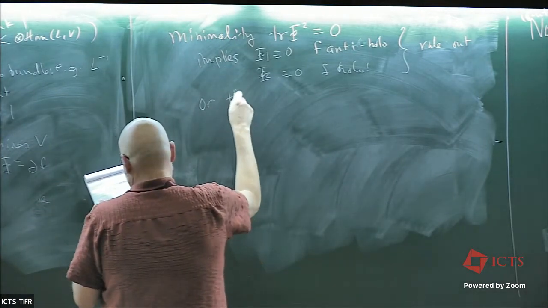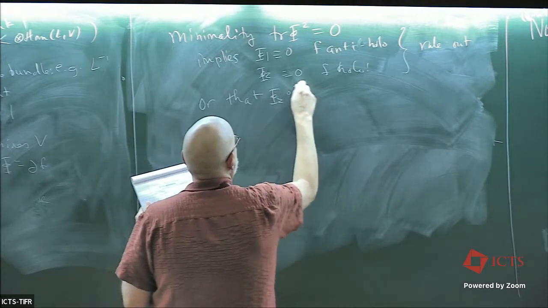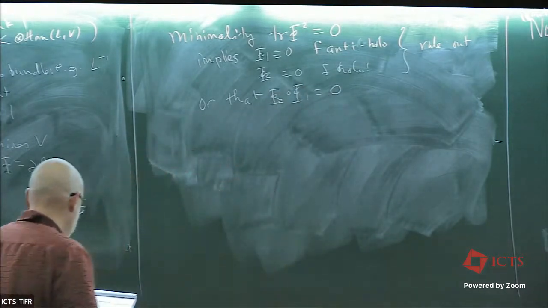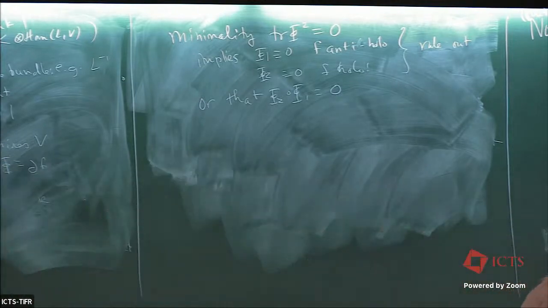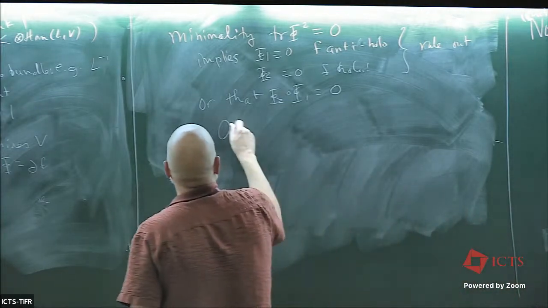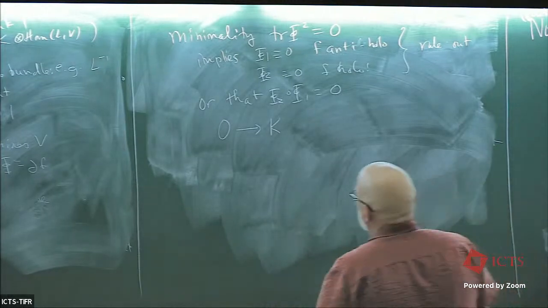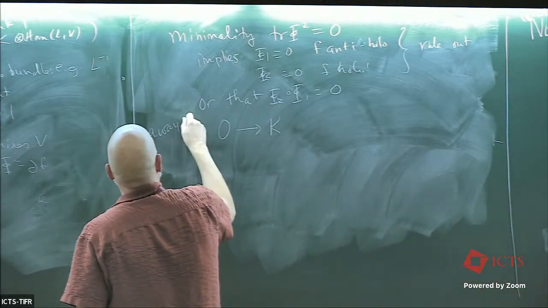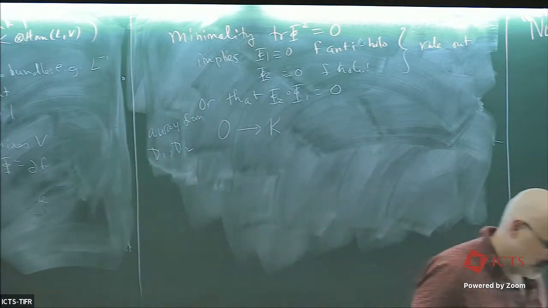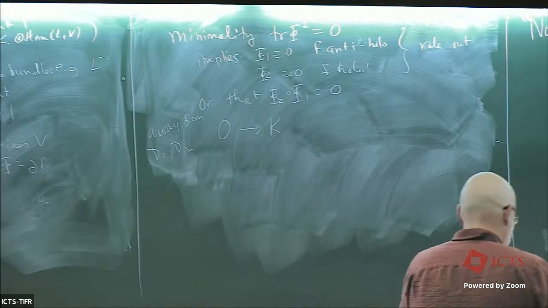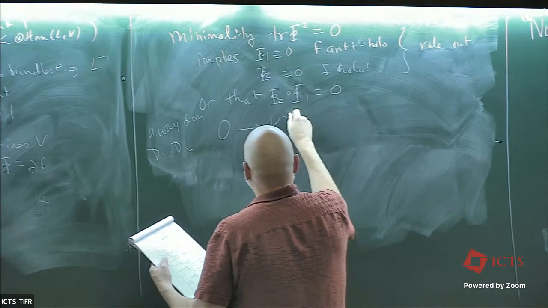Or that the composition phi2 composed with phi1 is identically 0. Okay? And so what happens here is away from the zeros. So D1 and D2, which are going to be the complex and anti-complex points, away from the zeros of phi1 and phi2, we're going to have the following setup.